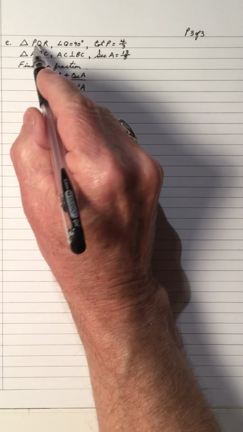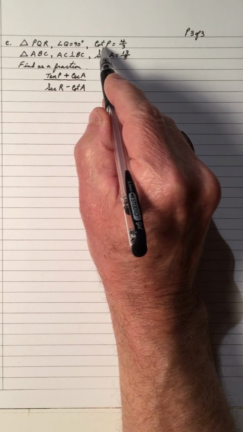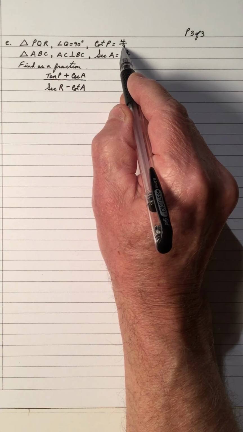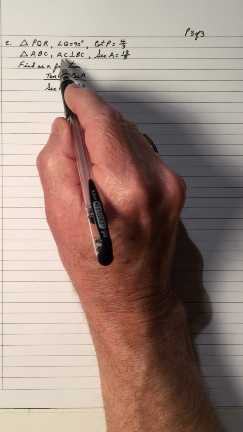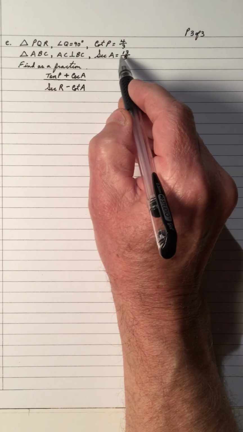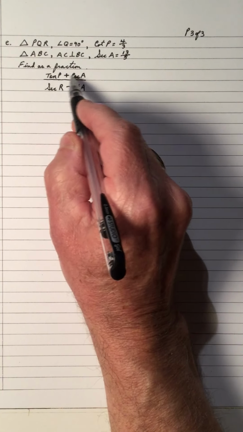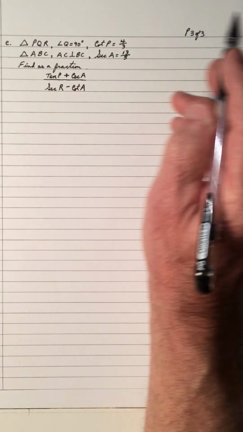We have another one to do on this page. But notice here now, in this triangle PQR, angle Q is 90. The cot of P is 4 over 3. Triangle ABC, we have AC perpendicular to BC. The secant of A is 13 over 5. So find as a fraction this expression. So we have two different triangles. Let's draw the two triangles.